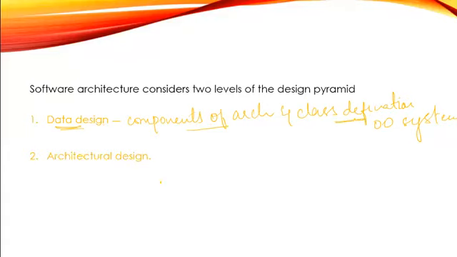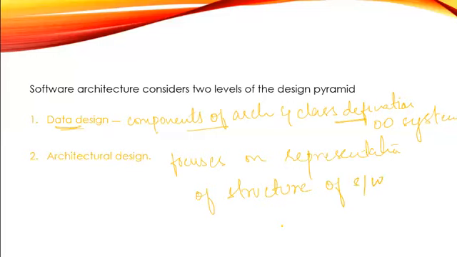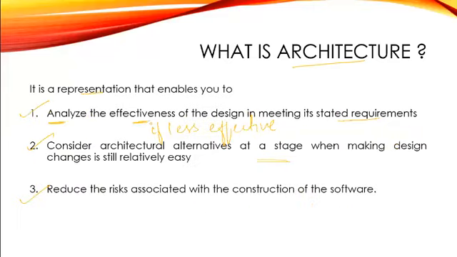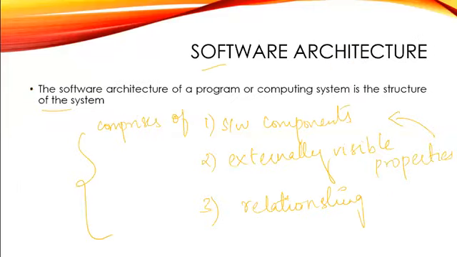Then the next one is the architectural design. Now, this design is going to focus upon the representation of the structure of the software, the overall structure, how it is going to look like. It is going to focus upon that representation. That is, this is going to focus upon the different components, the properties and their interactions. It is going to focus upon these three things.